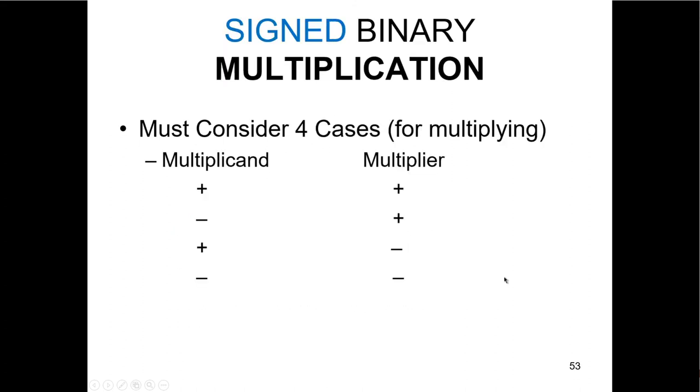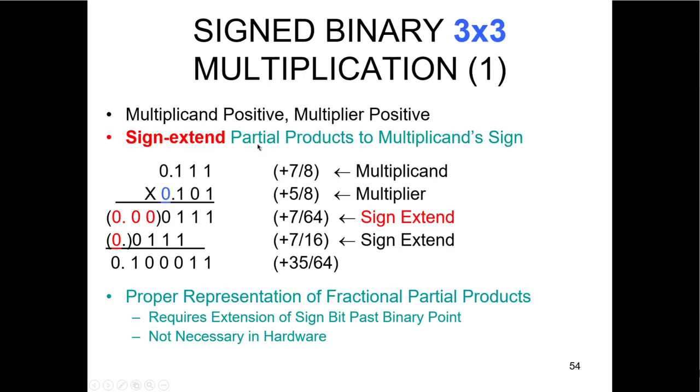Okay, so when you do signed binary multiplication, you have to think of four different cases. You have to consider the multiplicand and the multiplier both positive. You have to consider the multiplicand negative and the multiplier positive. You have to consider the multiplicand positive and the multiplier negative, and both negative. Now, again, I'm not going to test you on this. I just want you to see the complications involved here.